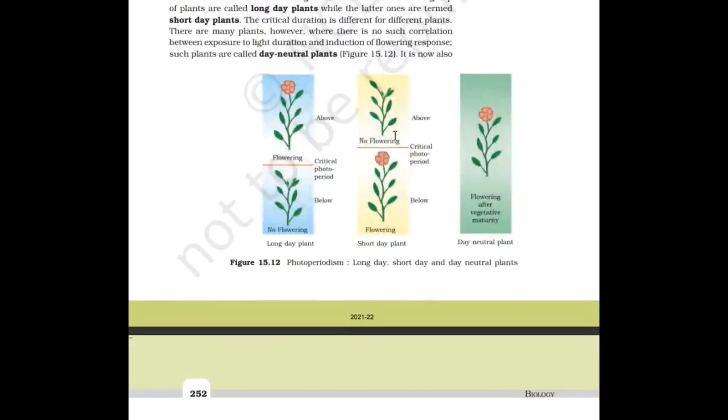Here they have represented the flowering. In the long day plant, flowering occurs above the critical photoperiod. Below it, no flowering occurs. In the short day plant, above the critical photoperiod there is no flowering, and below it flowering occurs. While in the day neutral plant, there is no effect of the critical photoperiod.